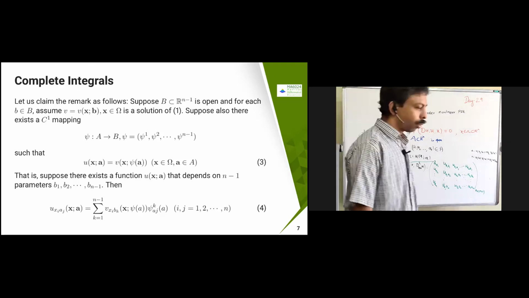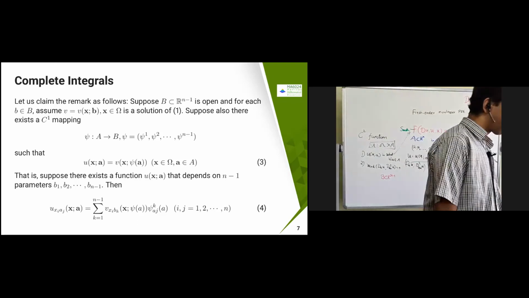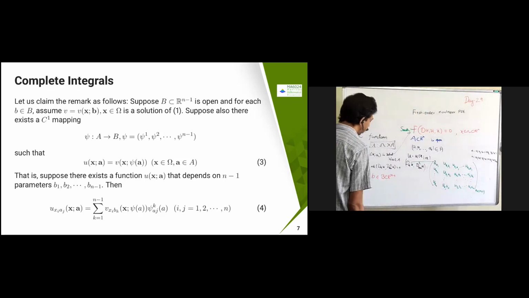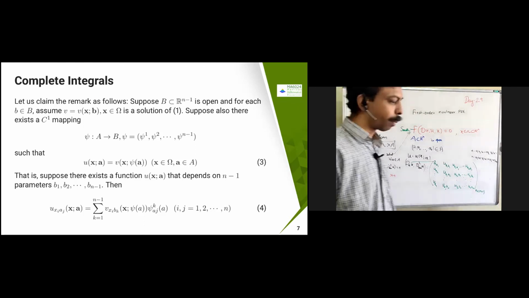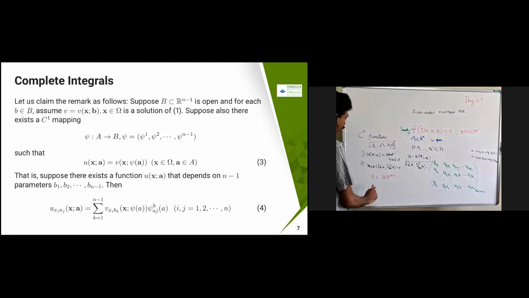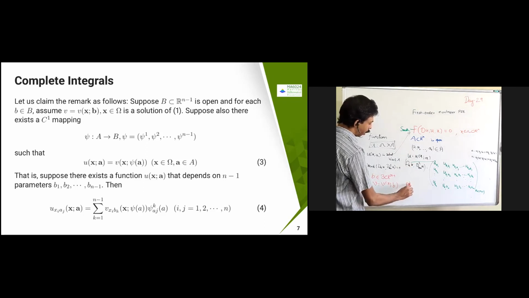In that case, for each b in B, which is a subset of R power n minus 1, suppose I found another solution, v of x comma b. So instead of R power n, this is a mapping from R power n to R power n cross R power n minus 1, because this is an n family.